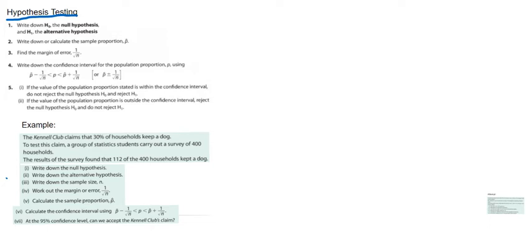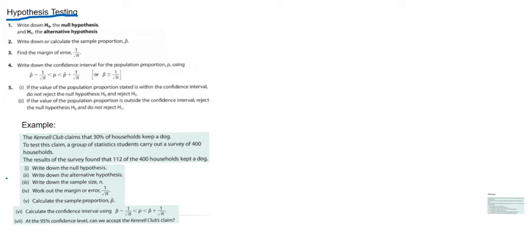So we'll go through the example anyway. The Kennel Club claims that 30% of households keep a dog. So it's claiming that 30% of households in general keep a dog. So that's what they're saying. So to test this claim, a group of statistics students carry out a survey of 400 households. And the results of the survey found that 112 of the 400 households kept a dog. So what we're really being asked is that, based on finding out this information that 112 out of 400 keep a dog, is it reasonable then to say that 30% of households keep a dog? So that's what we're asked to test really.